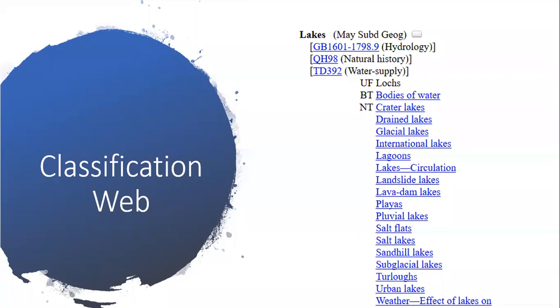And also notice in Classification Web, because they're super nice, they give you Library of Congress classification numbers provided for some of the topics, such as hydrology, natural history, and water supply, if you use LC classification. And there's a UF in front of locks. That means used for, and so you can't use locks as a subject heading. Instead, you have to use lakes. And then there's only one broader term, bodies of water. And then there are numerous narrower terms. So all BTs and NTs, broader terms and narrower terms, are valid subject headings, and those could be used if they were applicable to the item that you are cataloging.